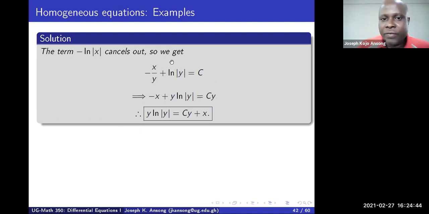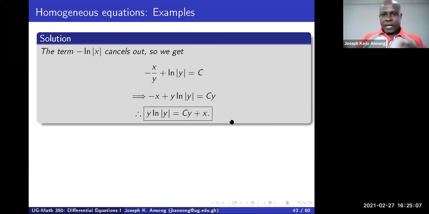I mean, you could leave your solution as this, or you can multiply through by y, you get this. You can bring the y's to one side. I mean, you can take x to that side, and you have y ln y is equal to cy plus x. In any case, you could leave your solution here and it's still fine. So you get an implicit solution, which is given by this as a solution to the differential equation.